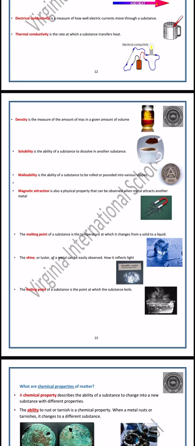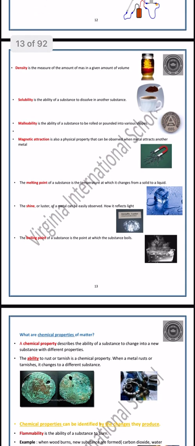What's the melting point? The melting point is the point at which a solid changes from solid, it melts, to liquid. So changing from a solid to a liquid happens at a certain point that's called the melting point. Also, we have a property that's shining.